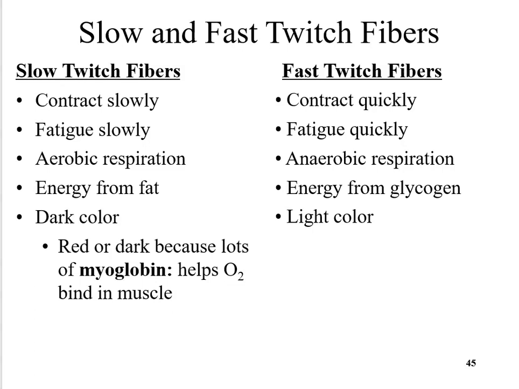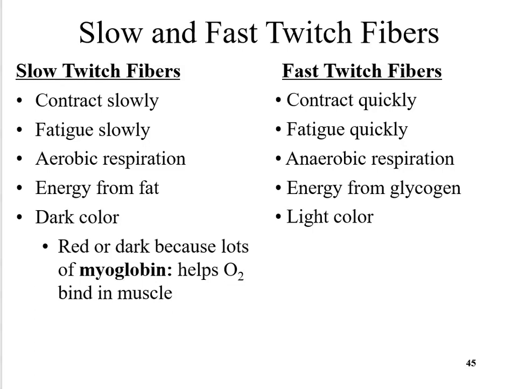Slow twitch fibers are darker, redder in color because of myoglobin. Myoglobin, like hemoglobin, binds temporarily to oxygen, so the cell can be provided with oxygen for aerobic respiration. This would be the dark meat of a chicken or turkey.